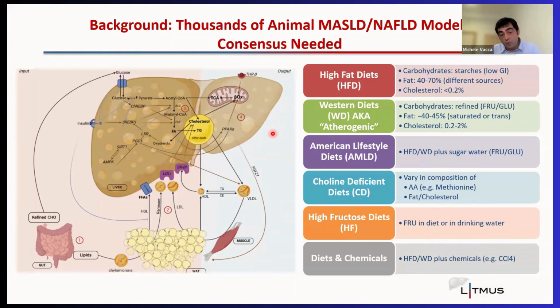Another model that has been proposed is the high fructose diet, which pushes mainly de novo lipogenesis by adding fructose into the diet or into the drinking water. Most recently, it has been proposed that diets like high-fat diets or Western diets can also be combined with chemicals, for example carbon tetrachloride or streptozotocin, to specifically enhance some of the features of the models. For example, if you want more fibrosis or a diabetic background.